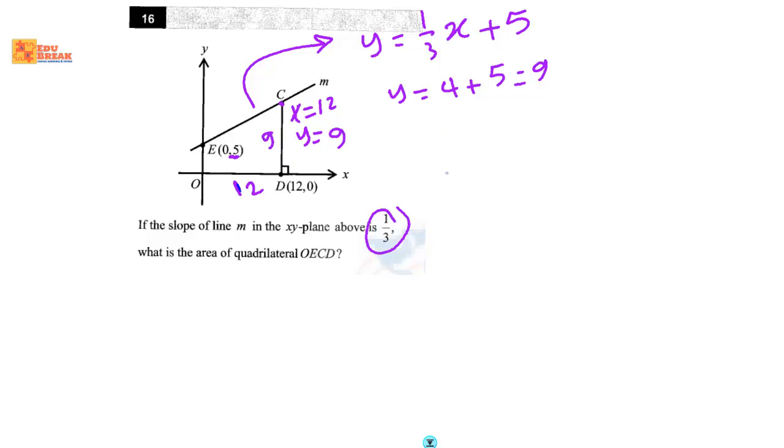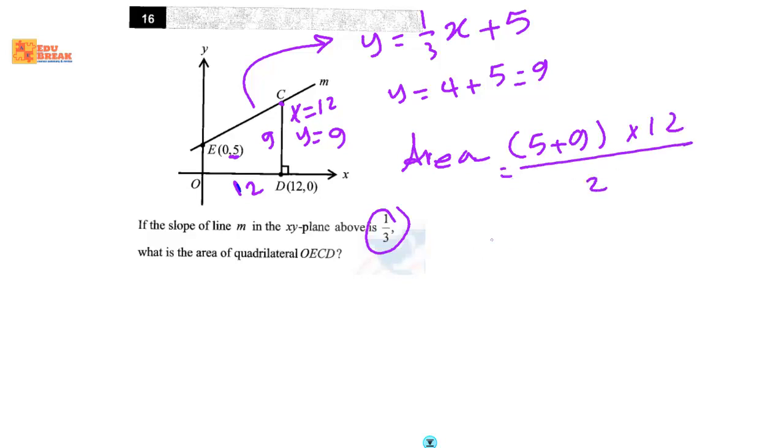So we can find the area, which equals (5 plus 9) times 12 over 2. 5 plus 9 equals 14, and 14 divided by 2 equals 7. So we have 7 times 12, which equals 84.